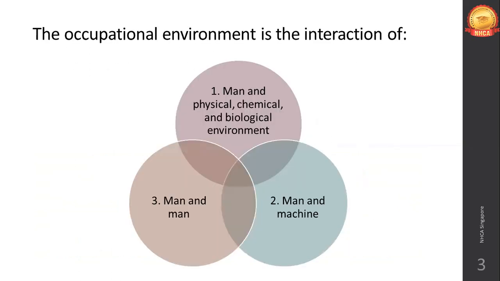The occupational environment is the interaction of man with the physical, chemical, and biological environment. Man with man, man and machine. The workers, the employees, are interacting with these areas: biological, physical, chemical, other people, that is man and man, and man and machinery.